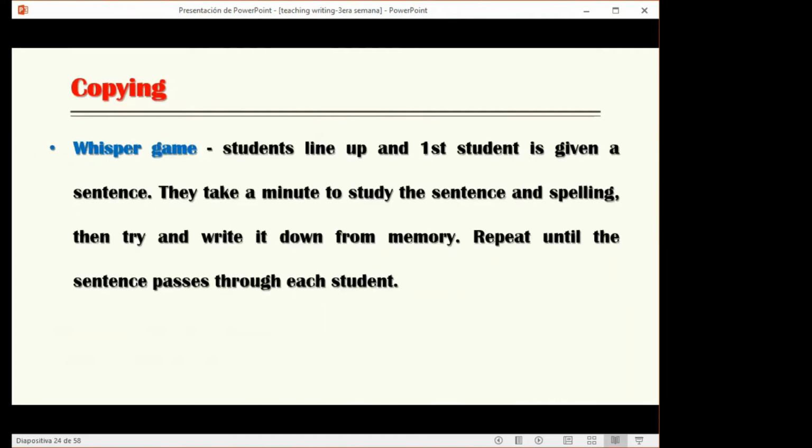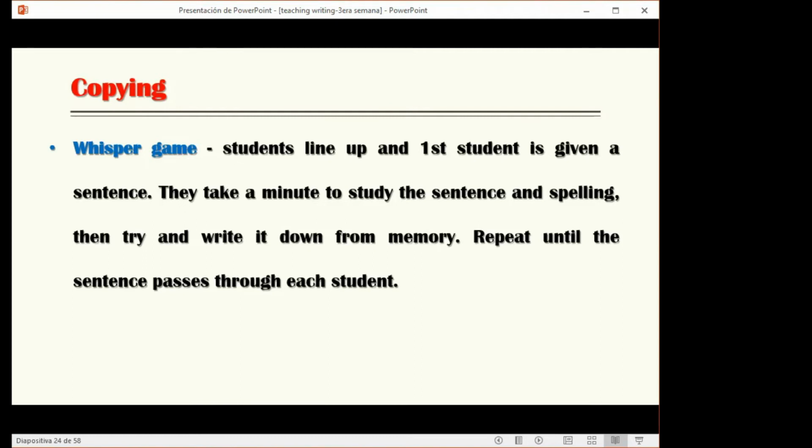Another one, whisper game. Students line up and the first student is given a sentence. They take a minute to study the sentence and spelling, then try and write it down from memory. Repeat until the sentence passes through each student. So whisper, you whisper. So you make your students make a line, and the first student is given a sentence.